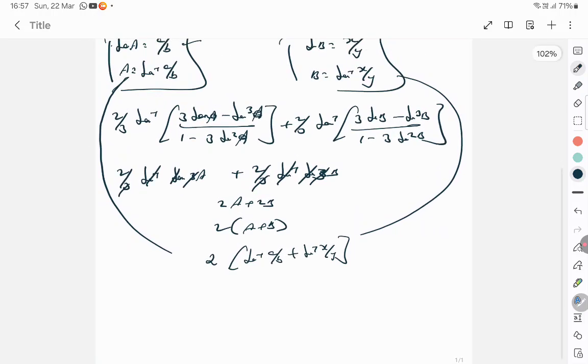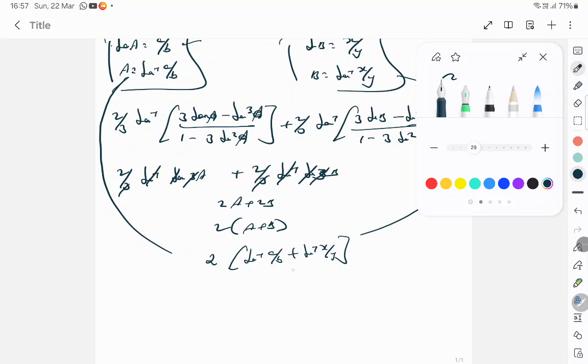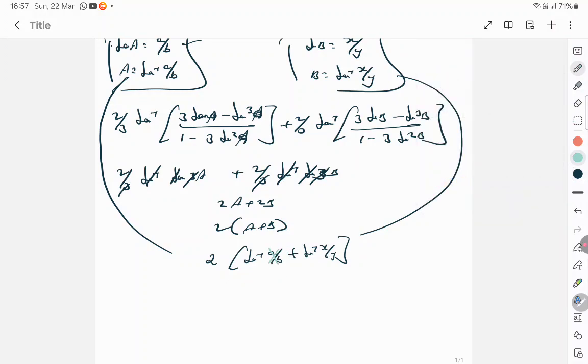Therefore, it's like tan inverse of a/b plus tan inverse of x/y. So let's write 2 into tan inverse of (a/b + x/y)/(1 − (a/b)(x/y)), that's the formula.